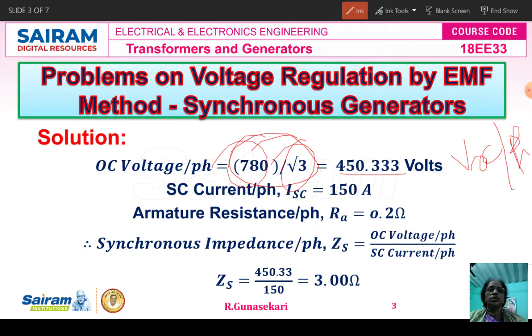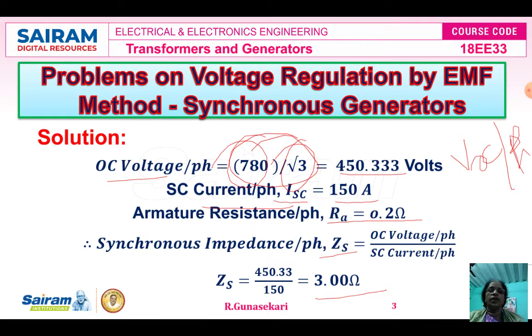Then the short circuit current IA is 150 amps, given in the problem. The effective value of armature resistance RA is given in the problem, that is 0.2 ohm. Now from the data of open circuit voltage per phase and short circuit current per phase, ZS is equal to open circuit voltage per phase divided by short circuit current. Substituting the values, ZS equals 450.33 divided by 150, and finally we get the synchronous impedance per phase equal to 3.00 ohm.